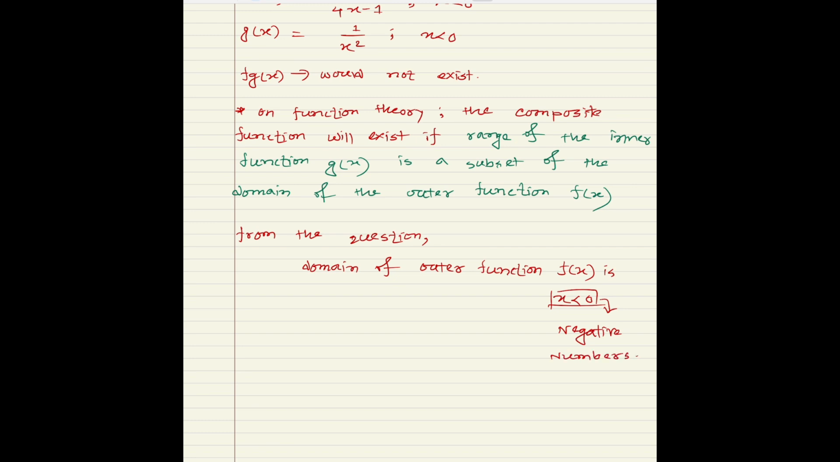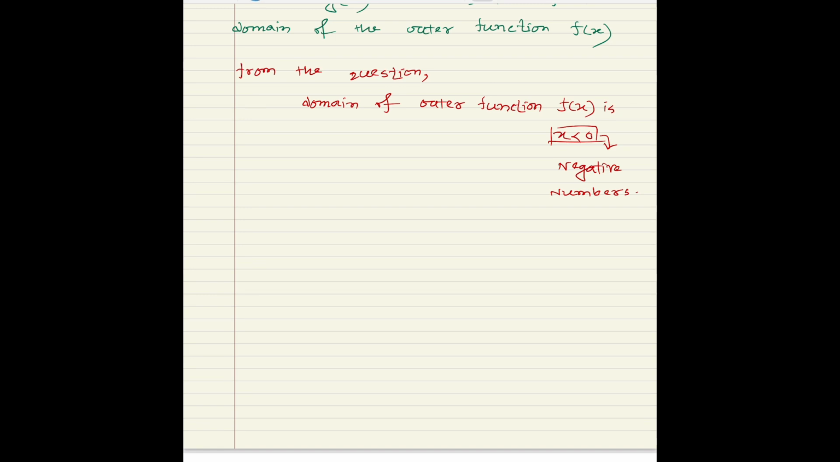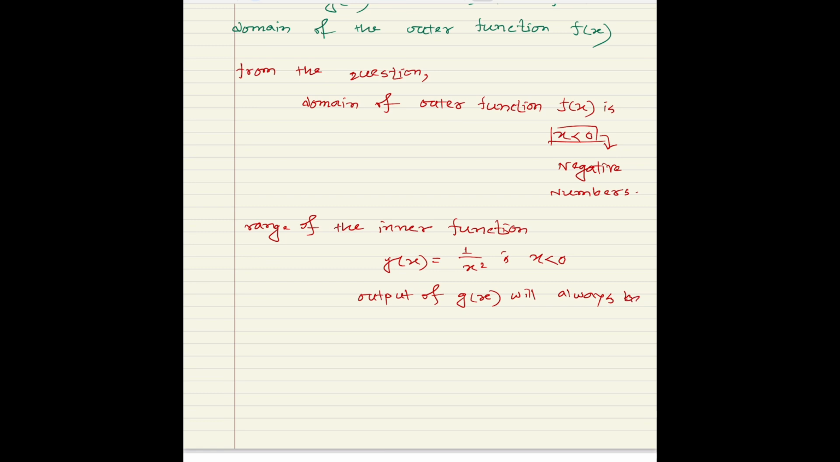Okay, so what is the range of the inner function? Just look. Inner function is given as g of x is 1 on x squared, and the value of x is less than 0. That means if you put a negative number in a square, it will be positive. So the output of g of x will always be positive.